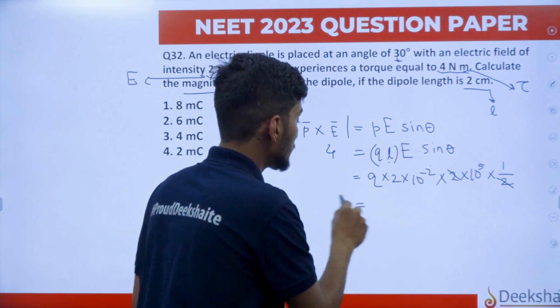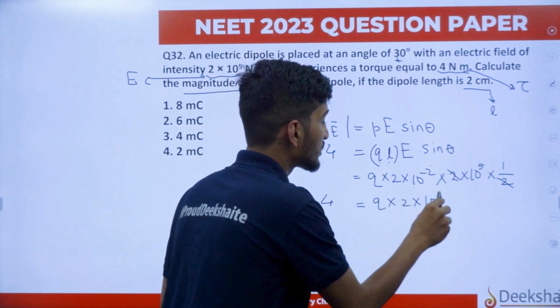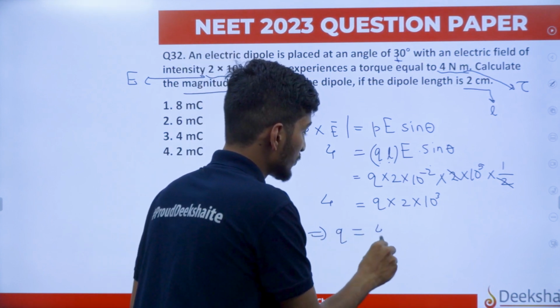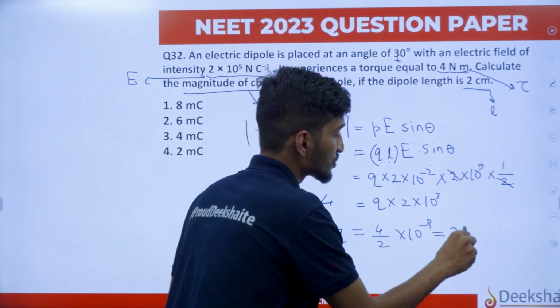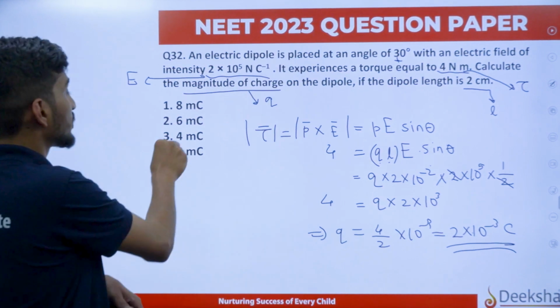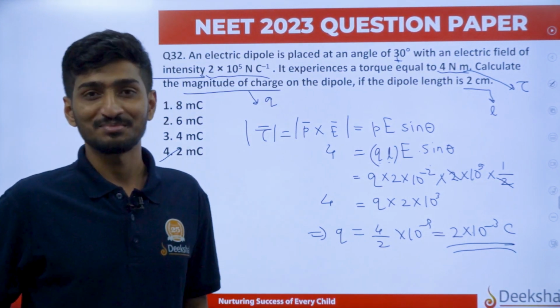So the answer comes out to be 4 is equal to Q into 2 into 10 to the power 3, or Q becomes 4 by 2 into 10 to the power minus 3, which is just 2 into 10 to the power minus 3 coulomb. So 2 microcoulomb should be the answer. Get it? Okay. Let's move on.